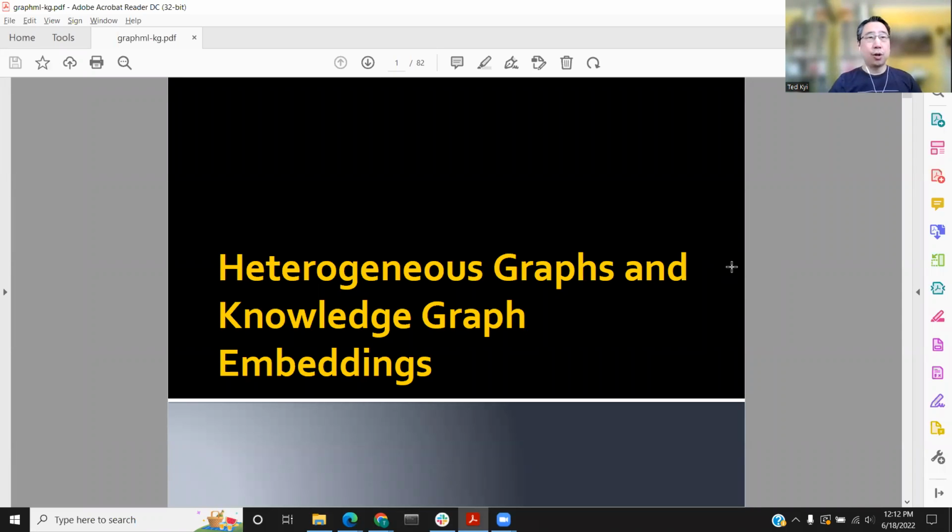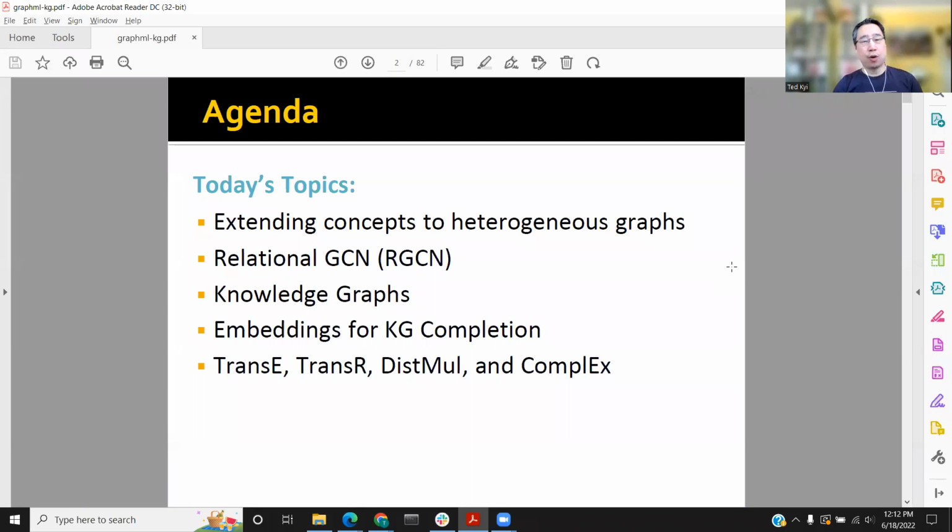All right. So today, again, heterogeneous graphs and knowledge graph embeddings. So we've talked about graph neural networks, had a number of different sessions about that, and other things about graphs. And so we are going to extend some of those concepts for heterogeneous graphs, and in particular, talk a little bit about knowledge graphs and some work people have done in creating embeddings and using embeddings for knowledge graph completion. So there's a couple different models that we'll discuss: the TransE, TransR, DistMult, and ComplEx, and you'll see what those funny names actually mean in just a little bit.